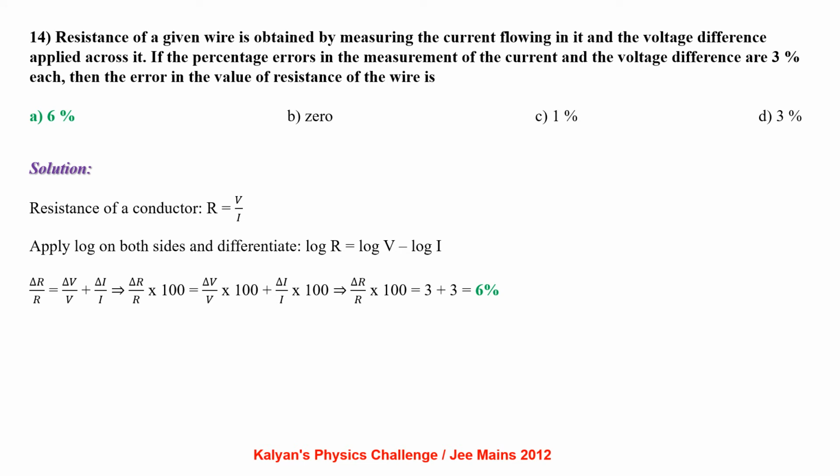Resistance of a given wire is obtained by measuring the current flowing in it and the voltage difference applied across it. If the percentage errors in the measurement of current and voltage difference are 3% each, then the error in the value of resistance of the wire is? Resistance of a conductor R equal to V by I. Applying log on both sides and differentiating, we get log R equal to log V minus log I, that is delta R by R equal to delta V by V plus delta I by I. So we have percentage error in resistance to be 6%.